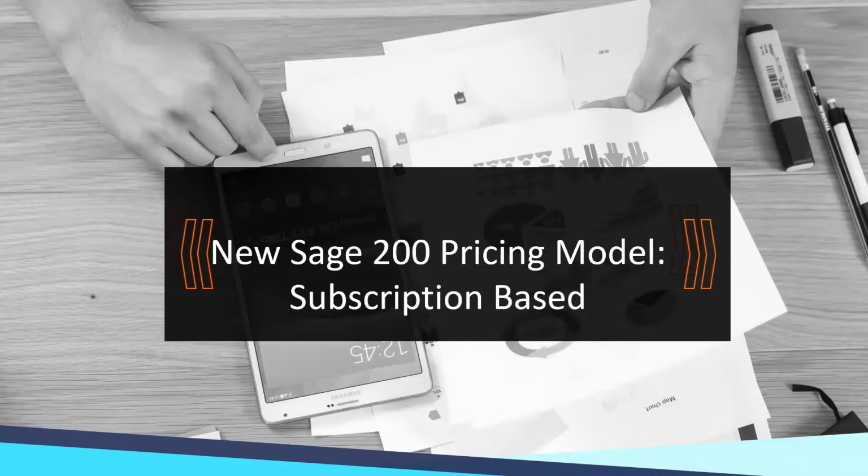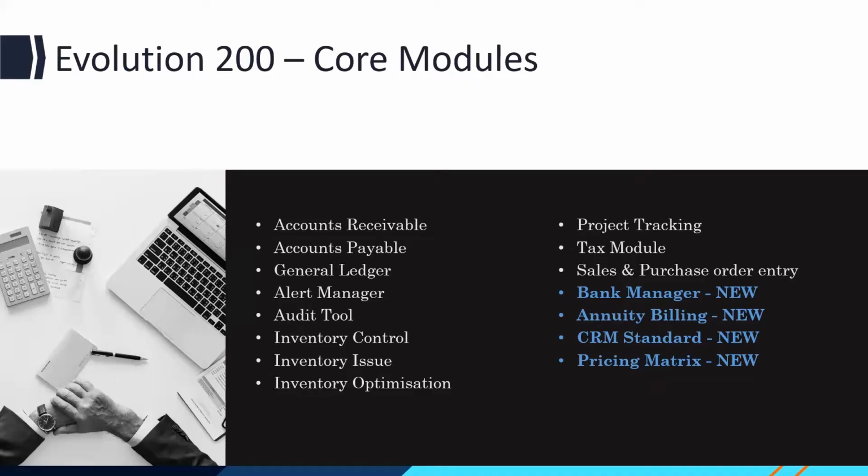Some exciting news in the Sage 200 space is that Sage has recently announced a subscription-based price list based on a 1-year contract or a 3-year contract. Sage Evolution 200 core modules. If you look at the screen in front of you, you will notice these are all the core modules included in the Sage 200 package. What this means is when you purchase Sage Evolution, these are the modules that you get without any additional cost.